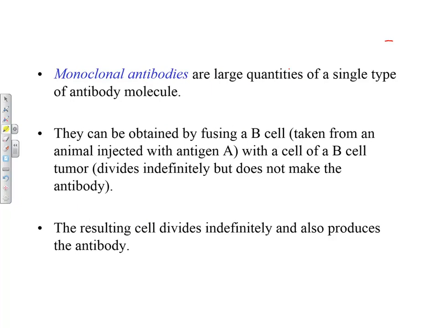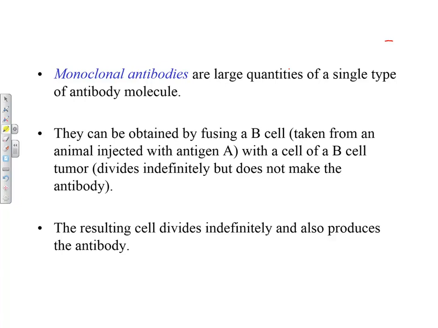Now, monoclonal antibodies are large quantities of a single type of antibody molecule. Right? If you want a large amount of a particular antibody, how do you produce that? So in order to produce that, you can fuse a B cell, which is taken from an animal injected with antigen A. If you injected the animal with antigen A, then the B cell will have the antibody corresponding to A on its surface. Right? So you can fuse this cell with a cell of a B cell tumor, like for example, lymphomas and all those are B cell tumors, right?